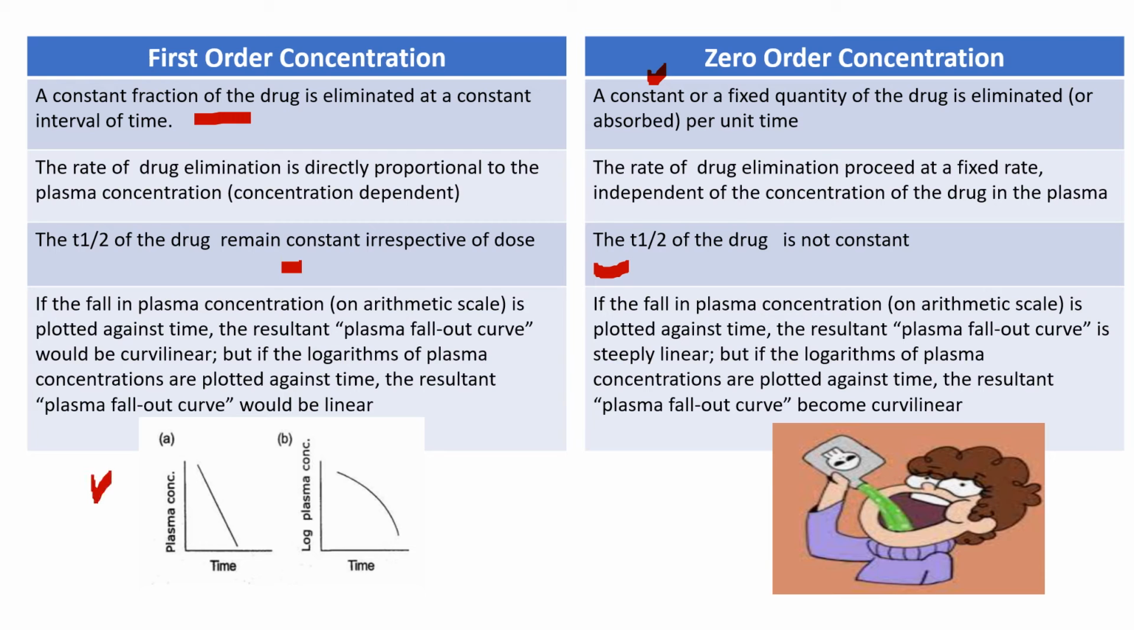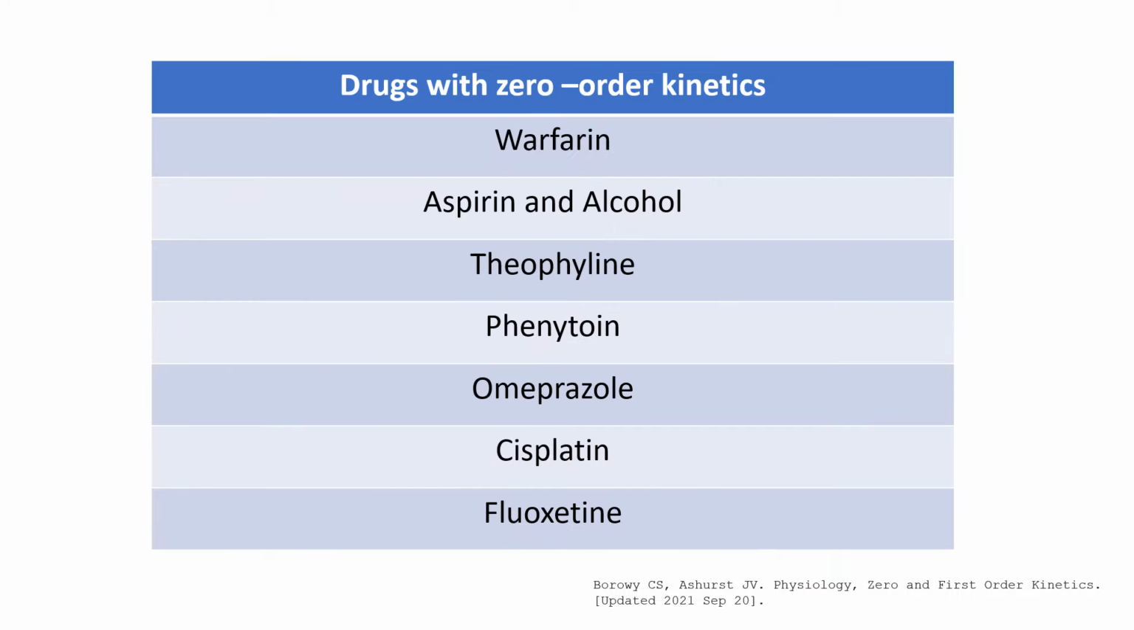Normally you have to follow this, because normally the log transform curve is used in pharmacokinetics. But in zero order kinetics, the opposite is seen. The plasma curve is linear, but if the logarithm of the plasma concentration is plotted against time, the resultant plasma curve becomes curvilinear. Just the opposite of first order kinetics.